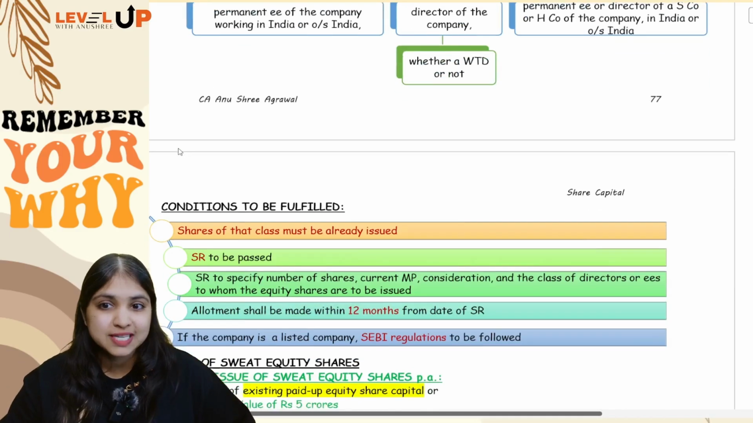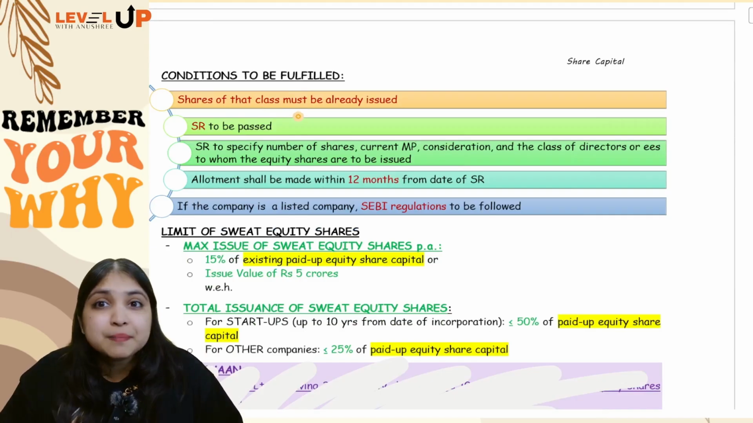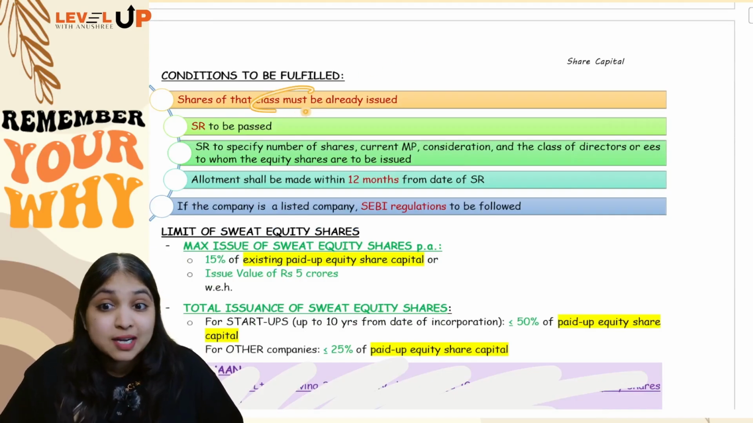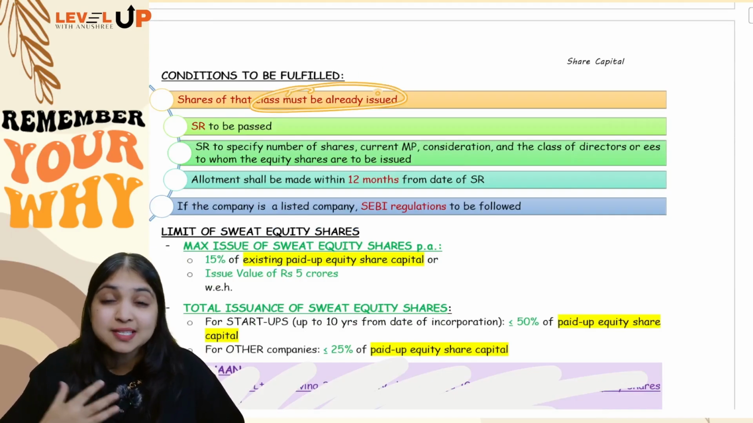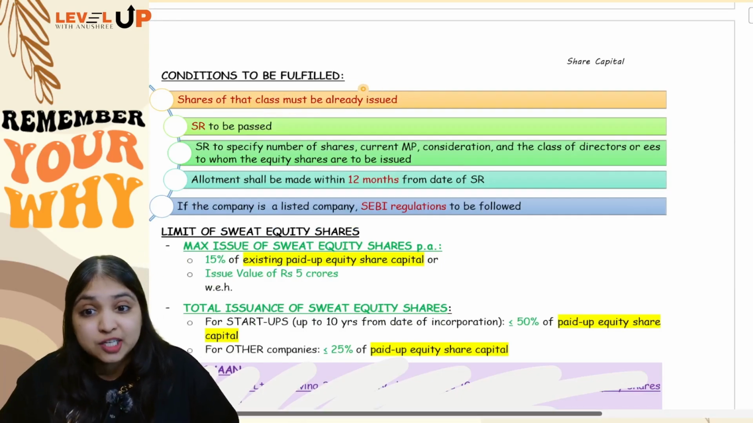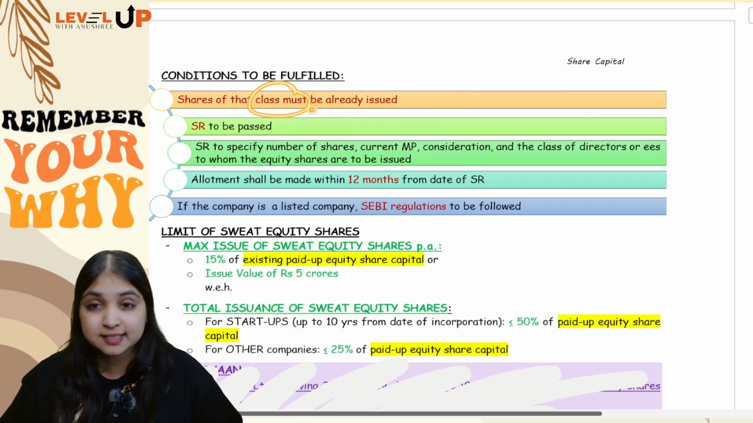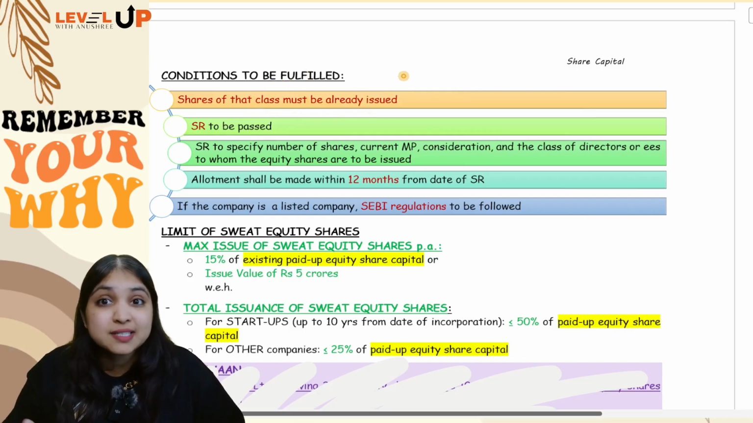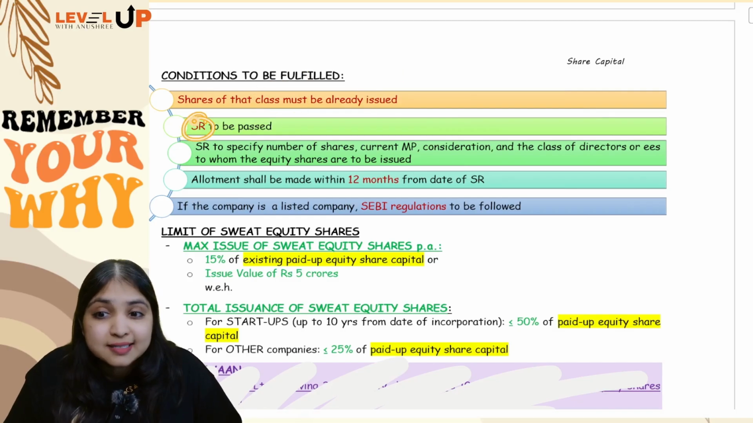Now listen to the next point under sweat equity shares. If the company is issuing sweat equity shares, they should be of a class that is already existing, which means sweat equity shares by itself should not become a separate class altogether. Sweat equity shares should be of a class which is already existing. To issue sweat equity shares, we first need permission of our shareholders, and an SR has to be passed.